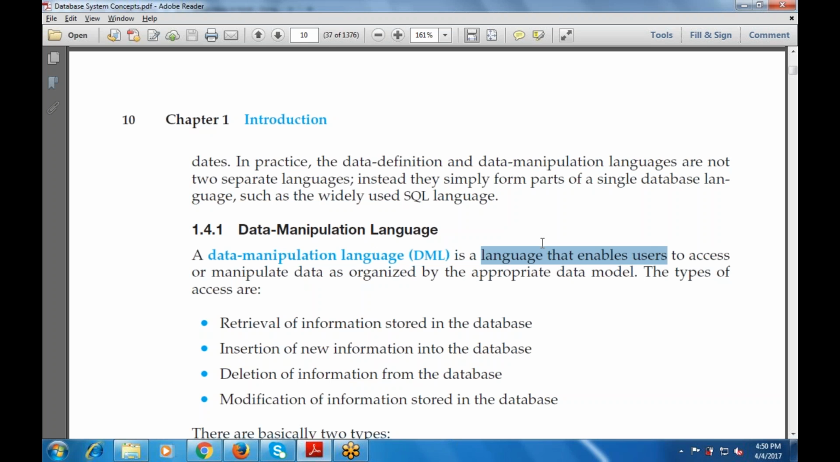Retrieval in the sense fetching the data from the database, then insertion means inserting the new rows, deletion means deleting the already existing records, then modification means changes in the records. So these come under the DML: retrieval, insertion, deletion, and the modification.